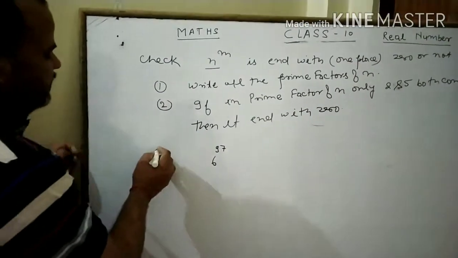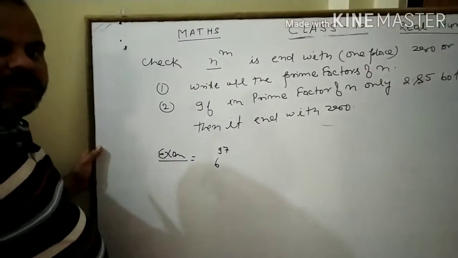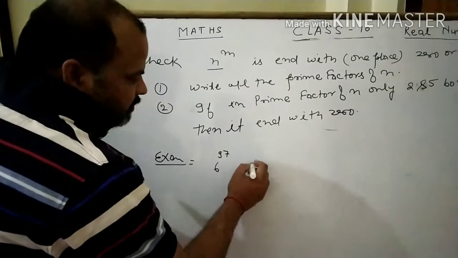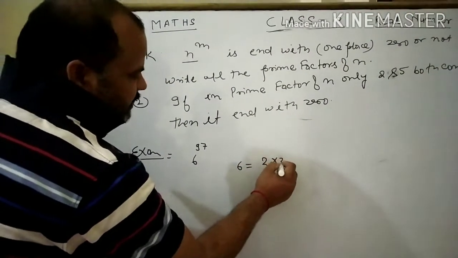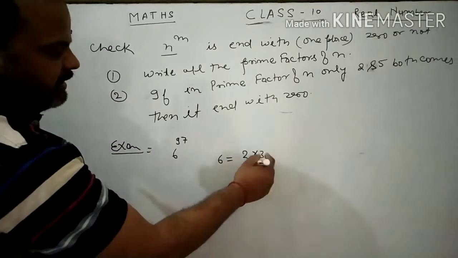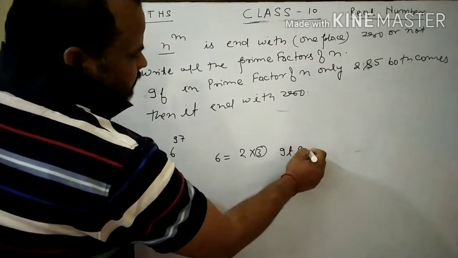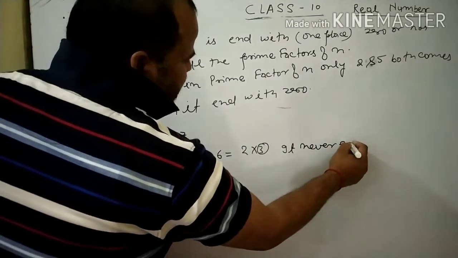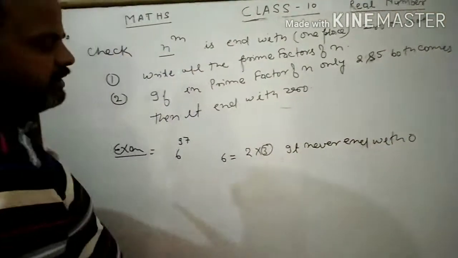For example, we discuss 6 to the power 97. What can you do? Prime factorization of 6 is 2 into 3. Here only 2 and 3 come, that's why it never ends with 0.